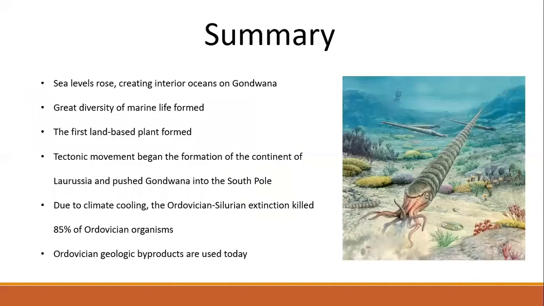So to summarize, initially, sea levels rose due to seafloor spreading, creating shallow oceans within Gondwana, allowing spaces for life to develop. Next, over the 44 million year span of the Ordovician, a great diversification of life occurred, comparable to that which took place during the Cambrian. Most notably, the first land-based plant evolved.